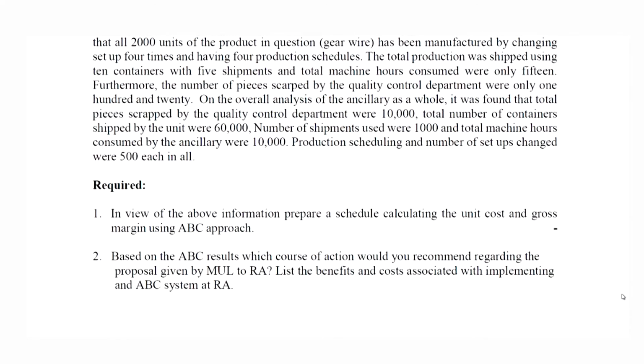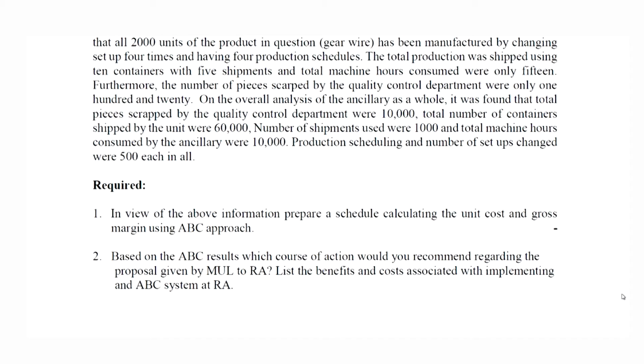I could explain it to you with the help of this case, and you can understand the defect in the total costing system and how these two systems are different as far as costing of different products is concerned. Now, we are asked some other questions here. The other questions asked are: in view of the above information, prepare a schedule calculating the unit cost and the gross margin using the ABC approach. We have done that, right. We have calculated the unit cost and the gross margin following the ABC approach.